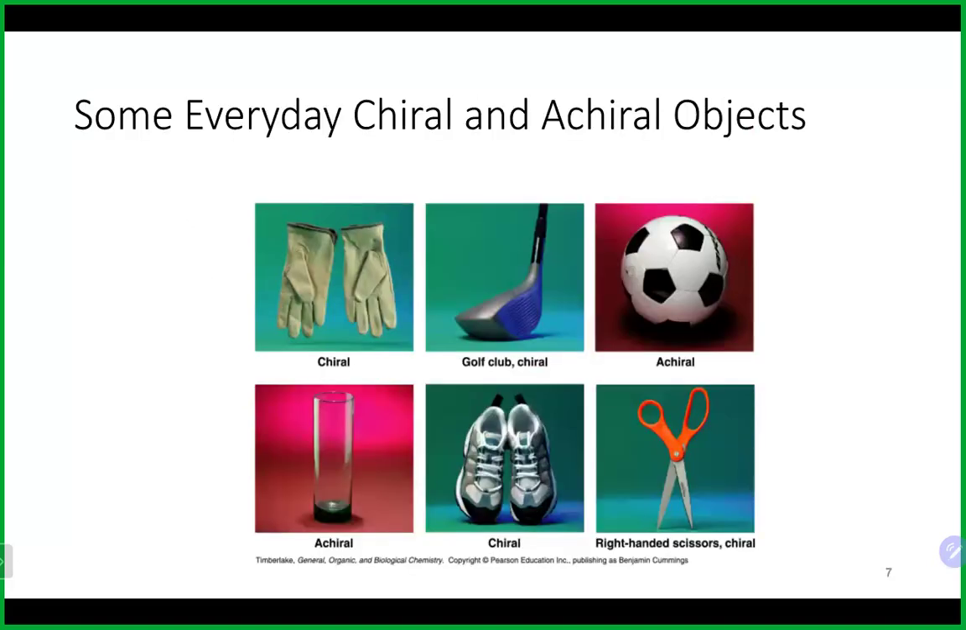Here are some examples of chiral and achiral. Gloves, obviously, are chiral, like hands. Golf clubs are chiral, and a soccer ball is achiral. And shoes, obviously, are chiral as well.